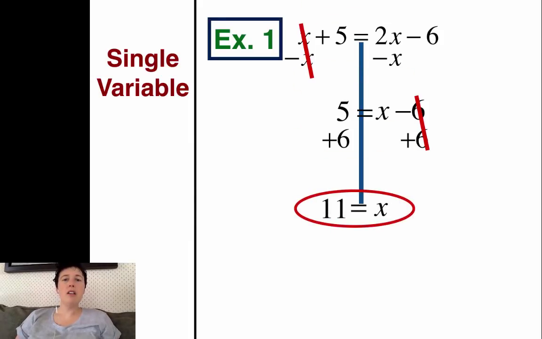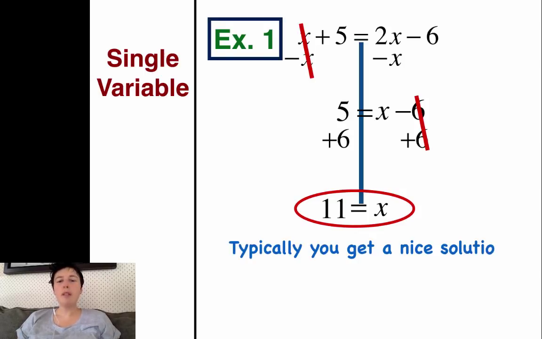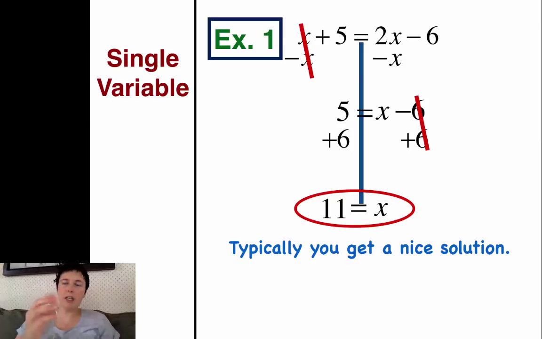Now, we've already practiced a bunch of these, so that problem should have been like, oh yeah, I followed along and I got it, and it was pretty easy. And it comes out to a nice answer, x equals 11. Typically, you get a nice solution when you have single variable problems. Usually you do all of your work and at the end you have an answer. I mean, not always. You saw in the earlier videos, sometimes you can have no solution or all real numbers, but mostly you get a nice answer. But now we're going to get into a new type of equation today.